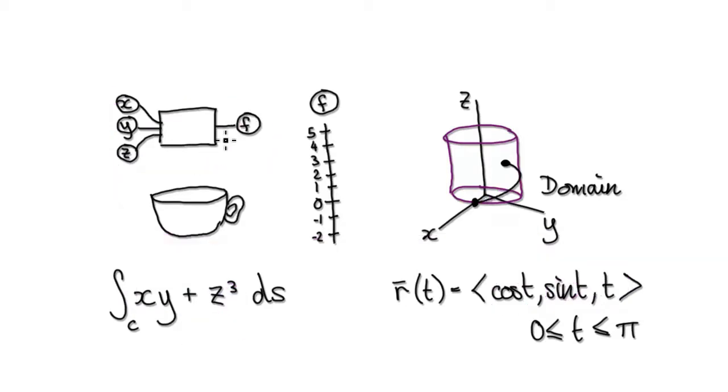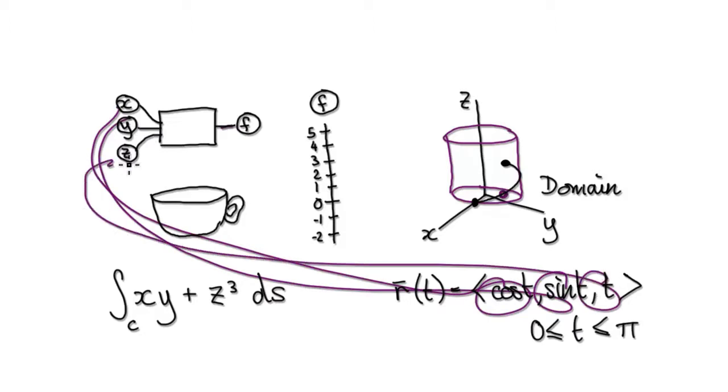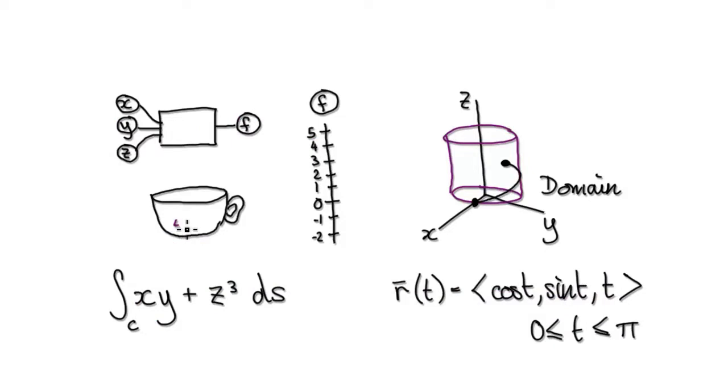So let's imagine it spits out... When the particle is here, you put x into here, y into here, and z into here, and this whole thing here will spit out some sort of value f. So let's say it spits out the number 4. So what that means is when the particle is here, this whole thing will spit out, let's just imagine, the number 4. So you put the number 4 into your cup.